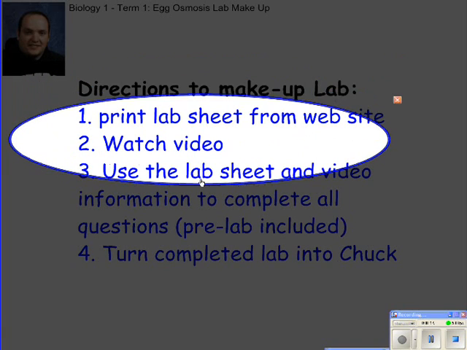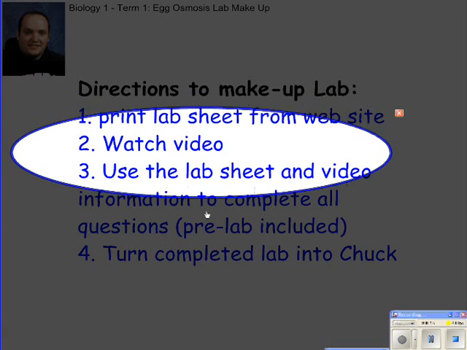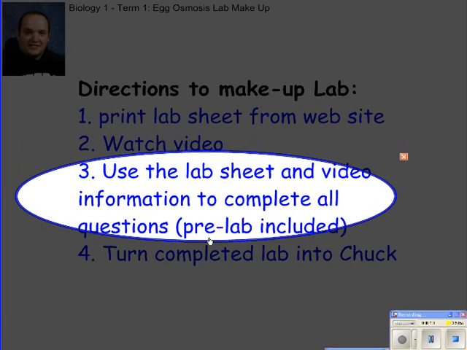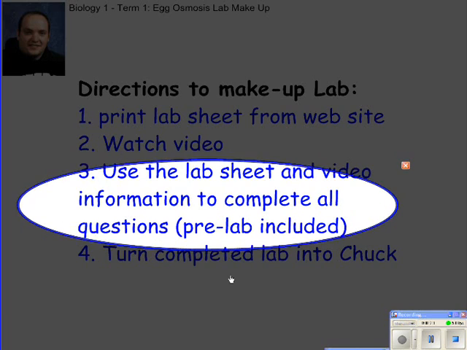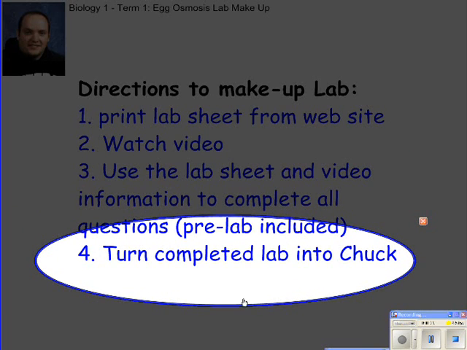Use the lab sheet as well as watching the video, and you're going to use that to complete all the questions, including the pre-lab questions at the beginning of the lab and the 10 post-lab questions at the back of the lab. And then when you're done with the lab, you're going to turn it in to Chalk, either directly or into the work completed box.